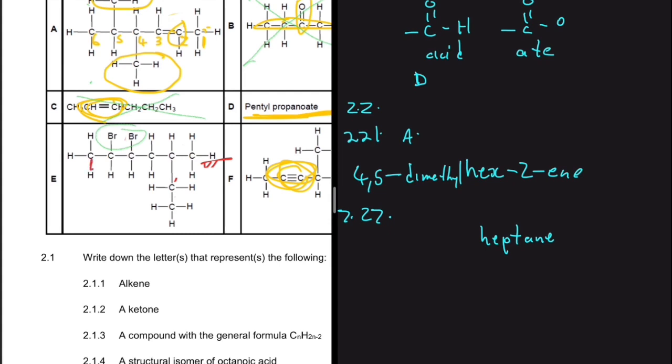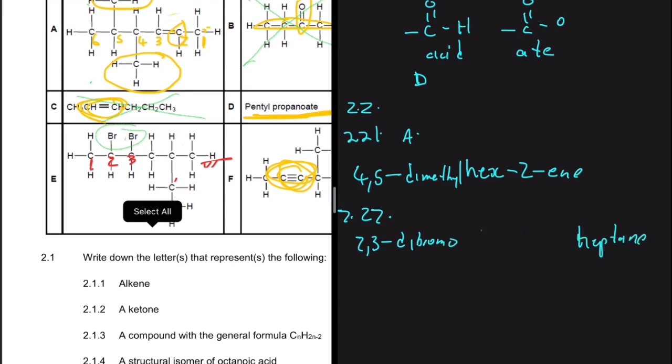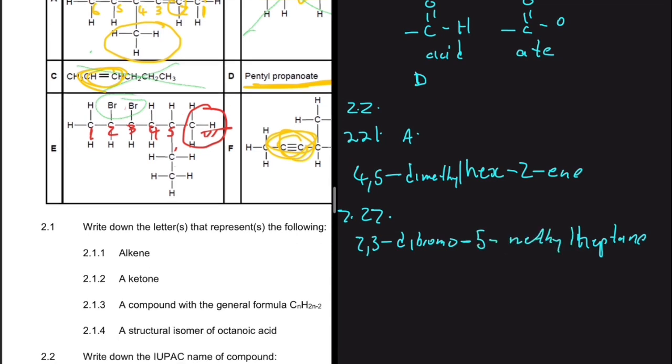So we have carbon 1, 2, 3. On carbon 2 and 3, we have 2 halogens, right? So we're going to have 2,3-dash dibromo, right? Because we have 2. And then we can look for the branch, right? Carbon number 4, carbon number 5, and on carbon number 5, we have methyl, right? So we're going to have dash 5 dash methyl. And then there goes our IUPAC name.